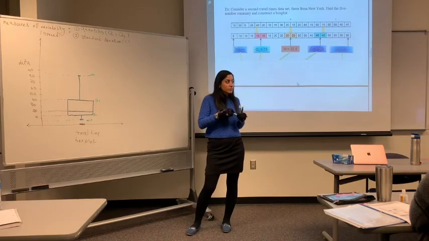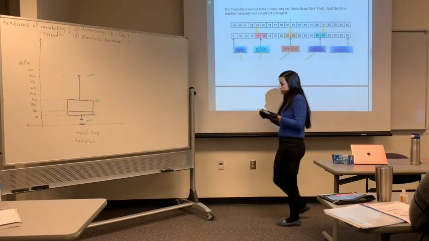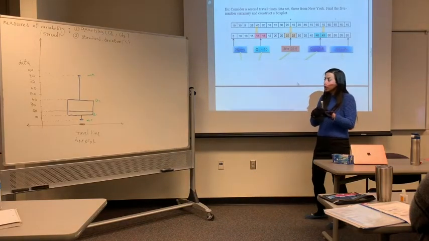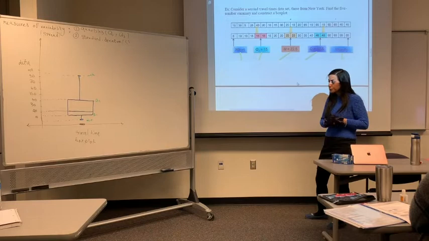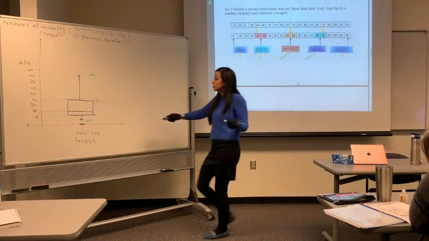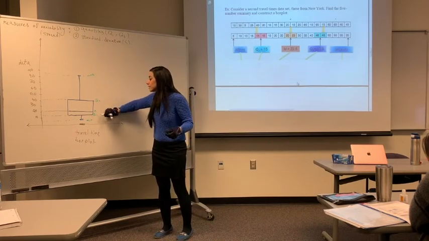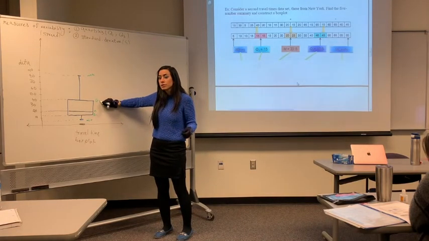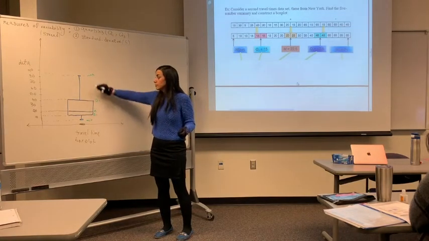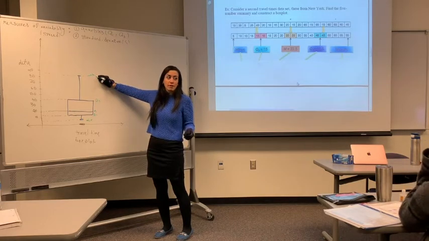We use 5 number summary to draw a box plot. I will explain what this box plot can do also. Do you have any questions so far? So the first line is Q1, the second line is median, the third line is Q3, correct? And then this one is minimum, this one is max. Do you have any question?